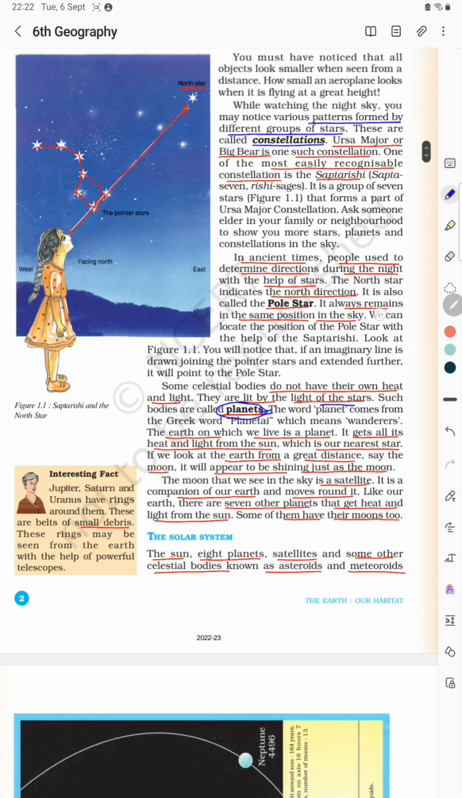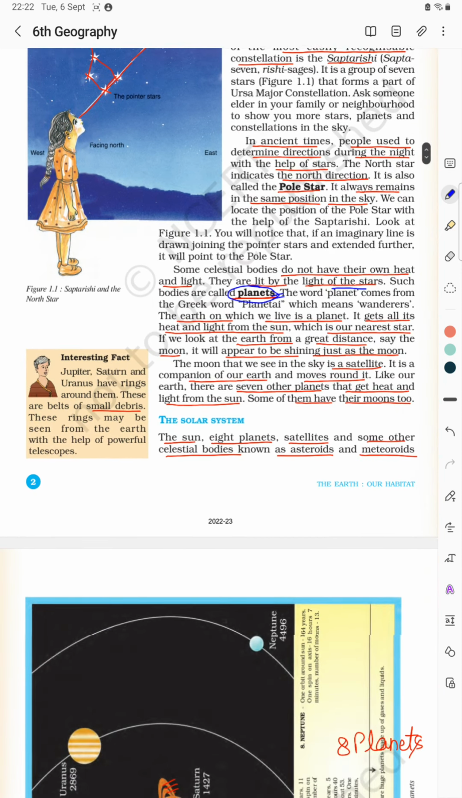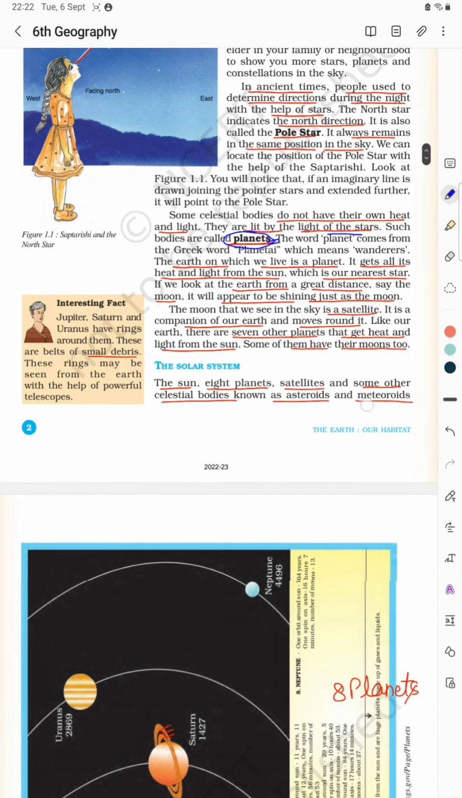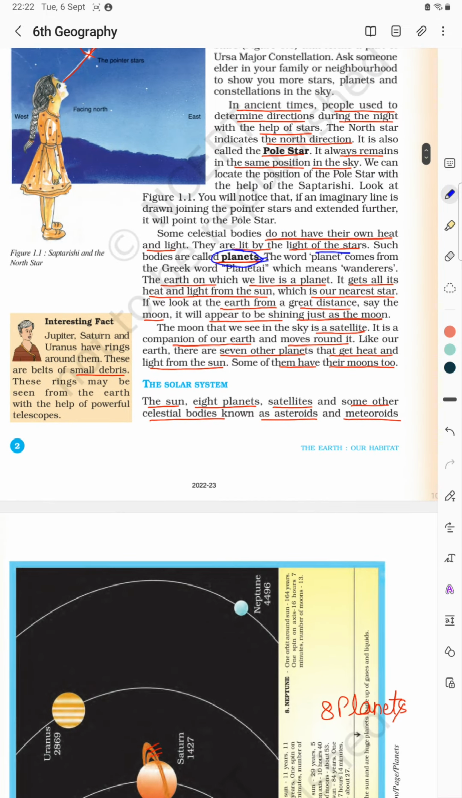Then we had learned about constellations. Ursa Major was one such constellation. Then we saw the position of the pole star, and how in ancient times people used to determine the direction using the pole star.